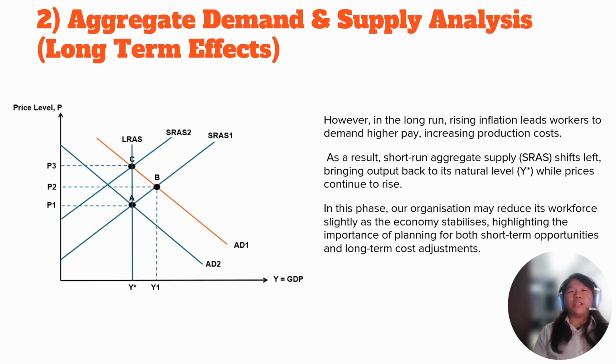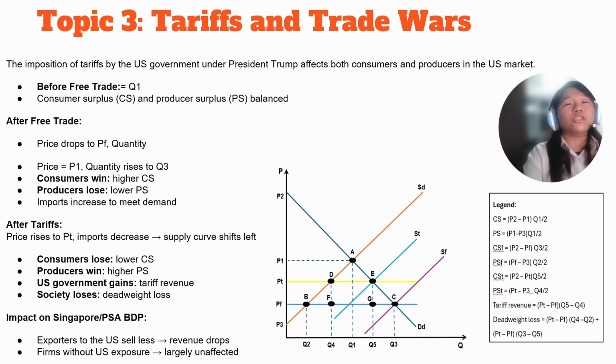As prices rise, workers demand higher wages, increasing production costs and causing the short-run aggregate supply, which is known as SRAS, to shift to the left. Output then returns to its natural level while price remains higher. This means that PSA must plan carefully by taking advantage of the short-term growth opportunity while staying prepared for long-term cost adjustment.